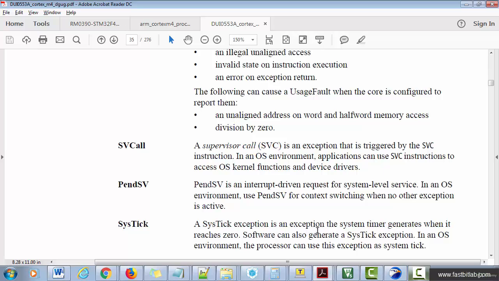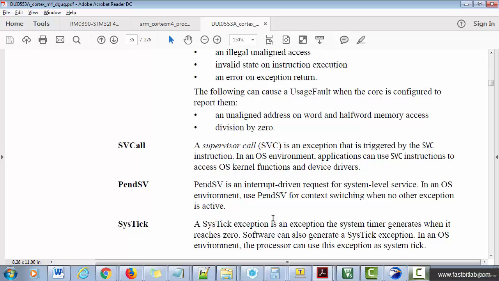All right, so for example, SysTick. A SysTick exception is an exception the system timer generates when it reaches 0. So the SysTick timer is a peripheral of the ARM Cortex-M processor. It is one of the peripherals. The SysTick timer you find inside the processor, remember. All ARM Cortex-M processors come with an internal SysTick timer, and you can use that timer in order to generate interrupts for a fixed time interval.